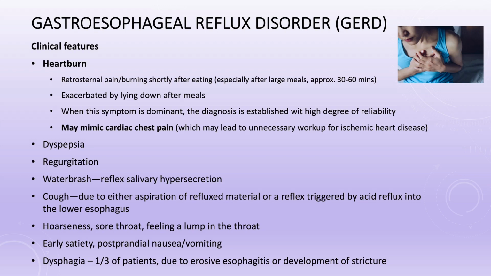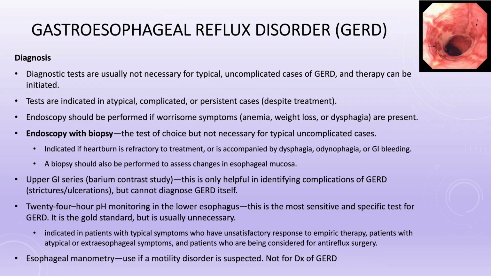Now, history and physical exam. History is pretty helpful, but history and physical exam are usually normal in uncomplicated disease, and clinical diagnosis is only about 65% sensitive and specific. So if you need to do some workup, do it. How do we work it up? Well, diagnostic tests are not always necessary. If you have typical uncomplicated GERD in a young healthy person, you can try treatment before you go looking for something. Tests are indicated in atypical, complicated, persistent cases, kind of like what we talked about for dyspepsia, right?